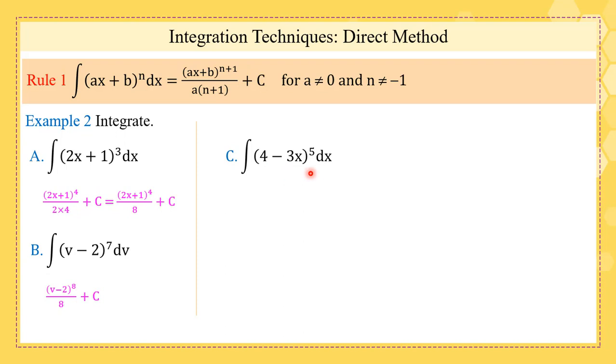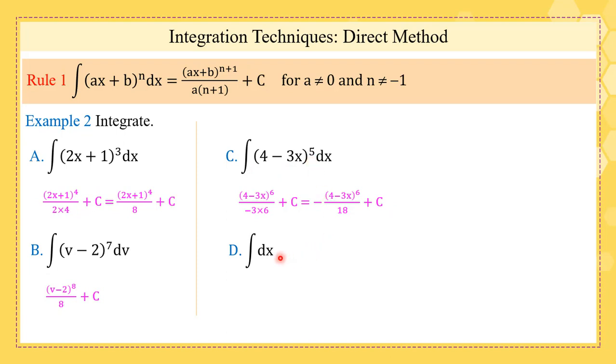Integral of (4 - 3x)^5 dx equals (4 - 3x)^6. We add 1 to 5, we get 6, over the coefficient of x, which is minus 3, times 6, plus a constant. So it equals minus (4 - 3x)^6 over 18 plus a constant. We add the constant because if we take the derivative of the result, we get this function.